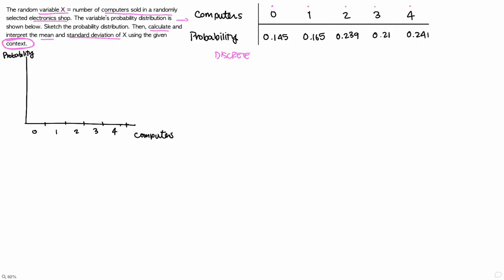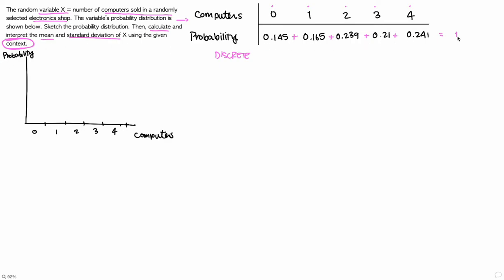All right, so let's just jump straight ahead into the probability distribution. But before we do that, as mindful statistics readers, we know that probability distributions should add up to 1. So all of these probabilities, if we add them up together, should equal 1. If you want, you can pull out your calculator and add these up: 0.145 plus 0.165 plus 0.239 plus 0.21 plus 0.241, and it does equal 1. So right away, we know that we're dealing with a legitimate probability distribution, right? So then we can go on with our problem.